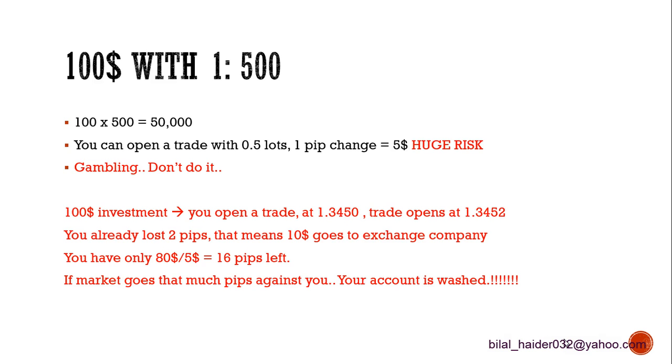I will tell you why not with this example which I have written here. If your leverage is 1:500, that means you can trade with 50,000 units. You can open a trade with 0.5 lots, and 1 pip change will be equal to $5. That's a huge risk. That is gambling. You should not do that. Don't do it, because let's say your investment is $100 and you open a trade at 1.3450.